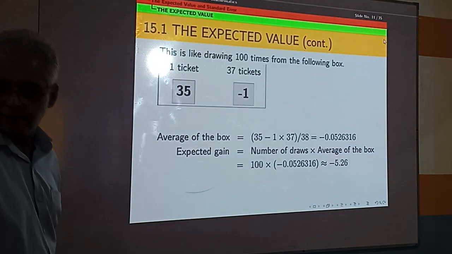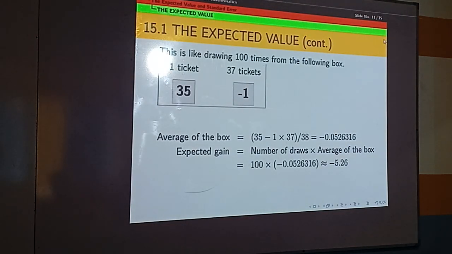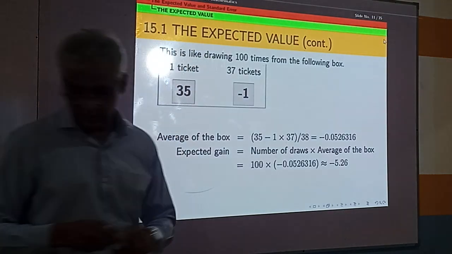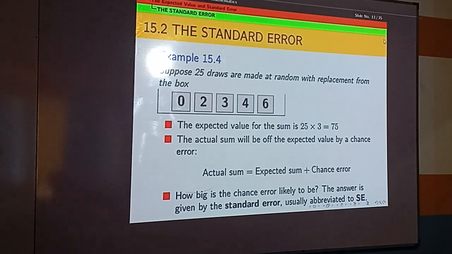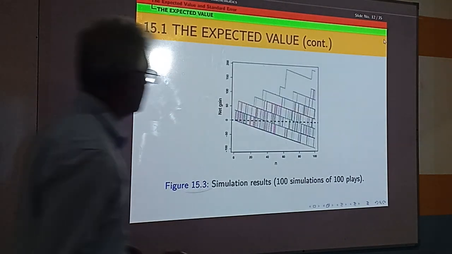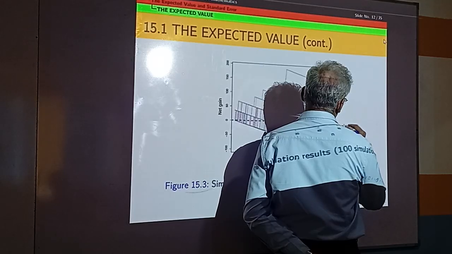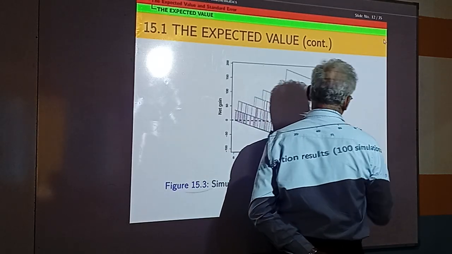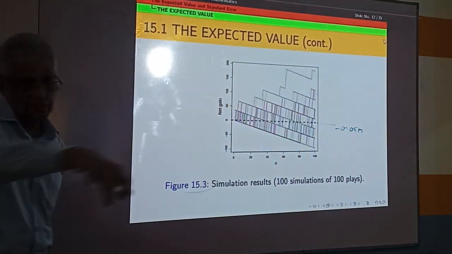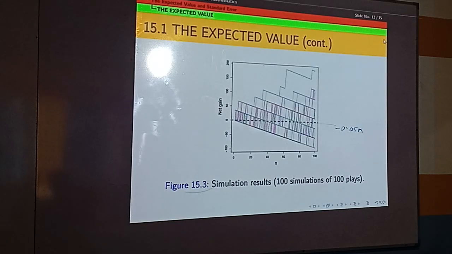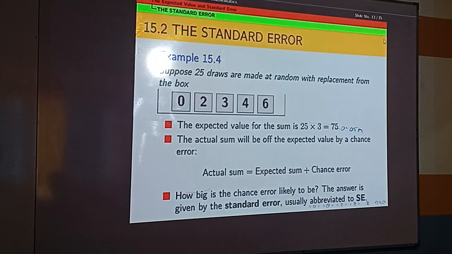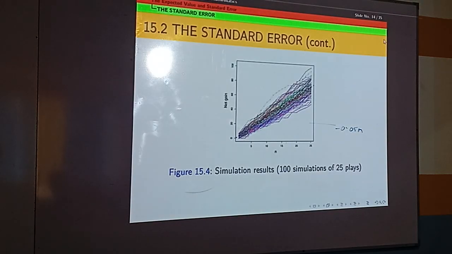So this is like negative 0.05 times n. Right? So it is almost like a horizontal line, but actually this is the negative 0.05 times n line, right, with a very small negative slope. That is the expected value. Right.